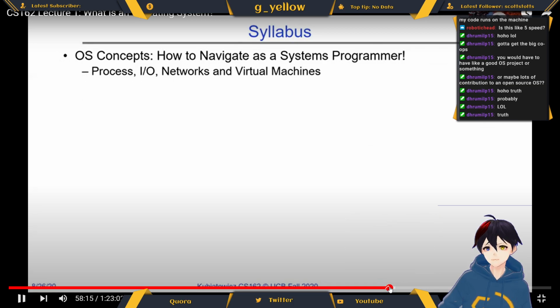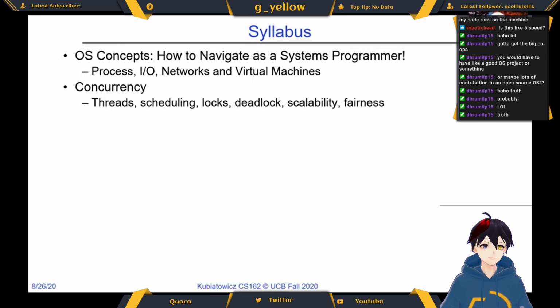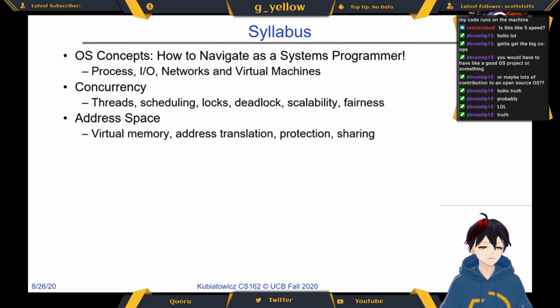We're going to talk about the syllabus. Well, we're going to start talking about how to navigate as a system programmer. We're going to talk about process evaluation. Concurrency is going to be a big part of the early parts of this class. So how do threads work? How to schedule, locks, deadlock, scalability. We'll talk about where address spaces come from and how to make it work. So we'll talk about virtual memory and how to take the mechanisms and synthesize them into interesting security policies.